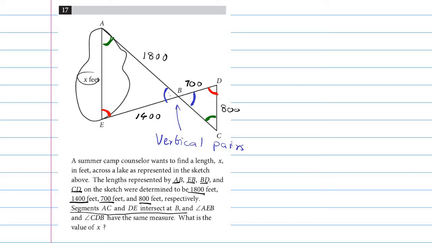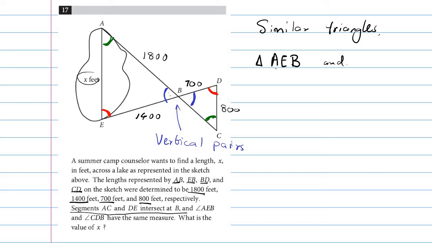So let's set up the similar triangles. I'll first pick the larger triangle, which is AEB, so I write the triangle AEB. The order of the letters that I write is also important when you write the two triangles.